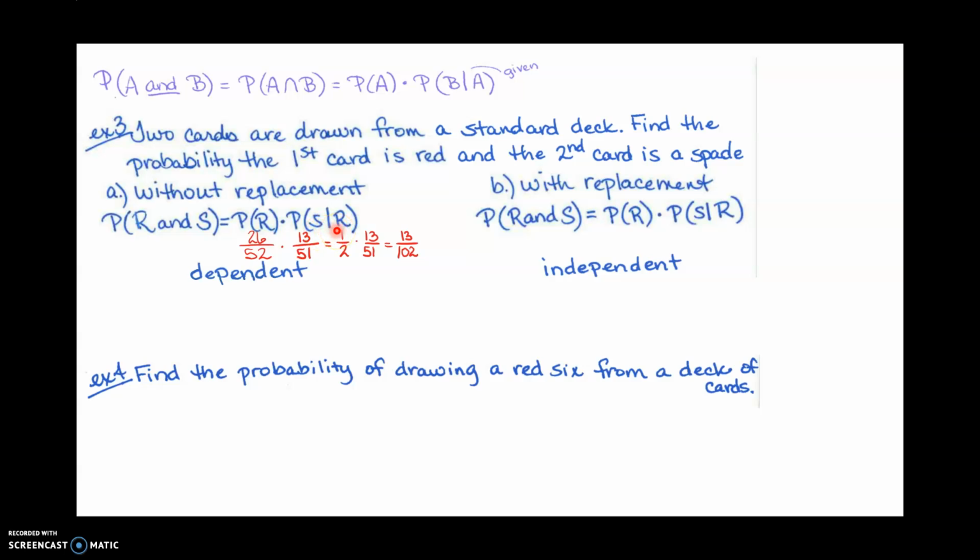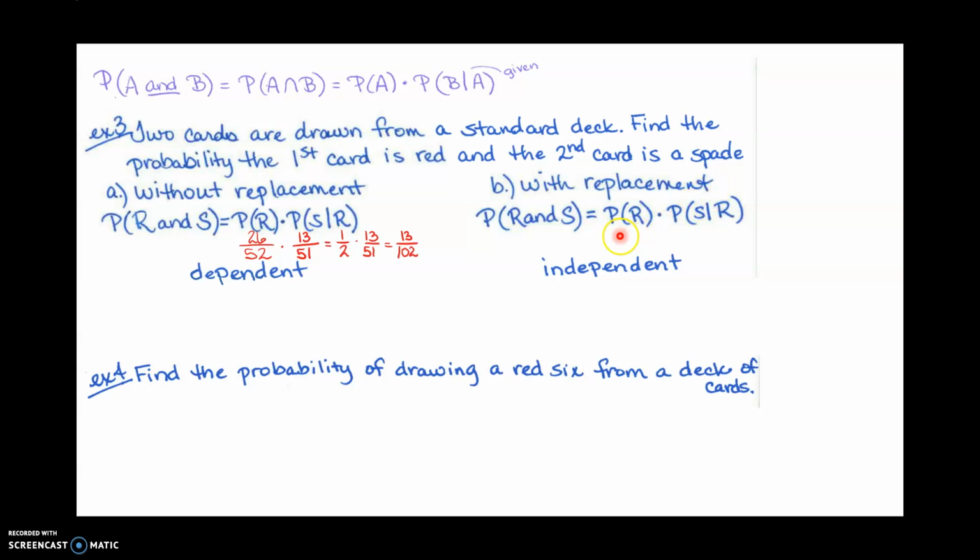That fact that we were working with a red card changed the denominator on the probability of a spade. So they were dependent on each other. All right, but look at the next one. We're going to do the exact same thing, only this time we're going to do it with replacement. And what that means is I draw one card and then I put it back in the deck. I replace it before I draw the second card.